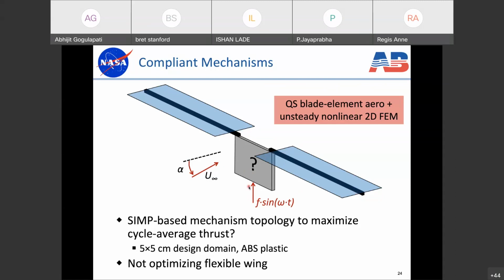So previously we were using SIMP-based ideas, but in a non-traditional way. So we were sort of interpolating between two materials because we didn't want any holes in our lifting surface wing. But here we want to use SIMP in the classic way. So we're going to interpolate between solid and void. Solid in this case being this ABS plastic, and in so doing we're going to build up an optimal distribution of topology within this design domain.